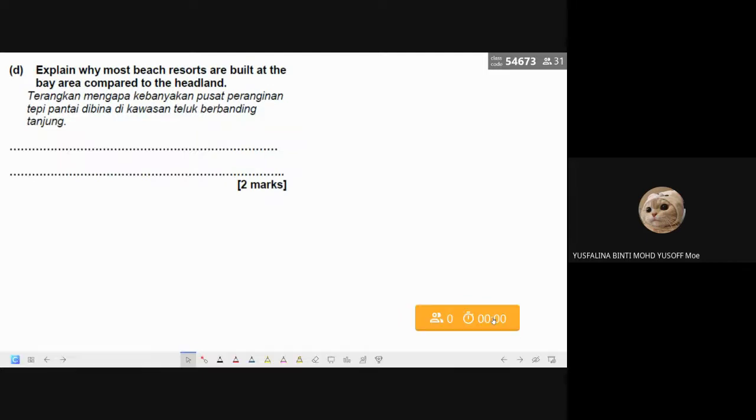Okay, so for this one, you have to explain why most beach resorts are built at the Bay Area compared to the headland. Or maybe this one they want to say the Cape area. Why are they built at the Bay Area? So this one is the same as why we swim at the Bay Area, and the answer is almost the same.